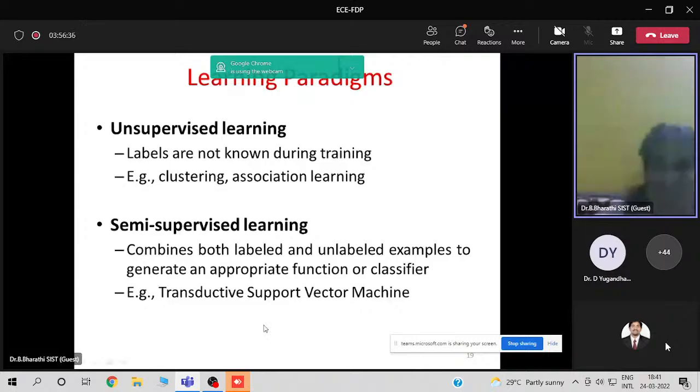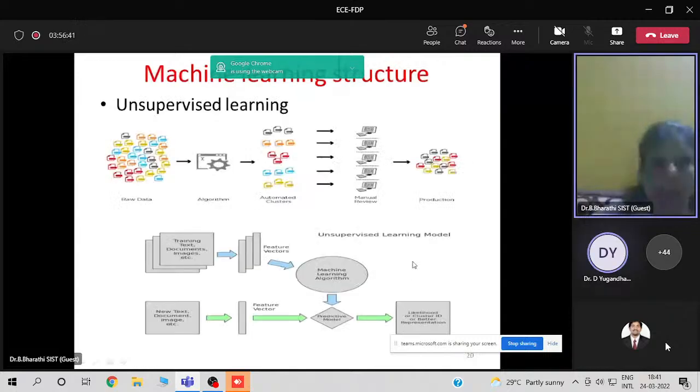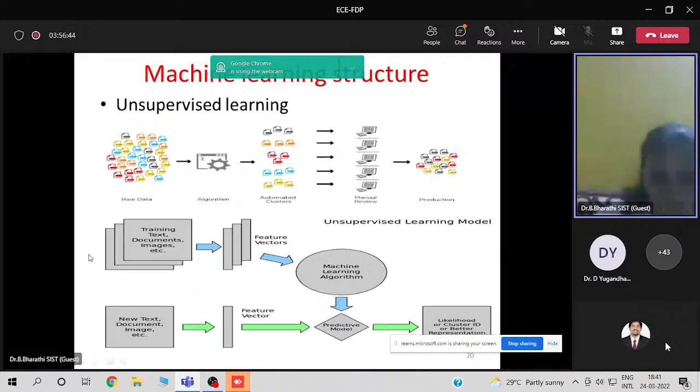So the algorithm which helps is a transductive support vector machine. In an unsupervised learning algorithm, you have a lot of training data. The system tries to identify the features by itself. It does feature selection and feature identification. It identifies some similarities in the set of data that is given. It identifies patterns, and based on the patterns, it classifies or groups the data into certain clusters. This is how an unsupervised learning algorithm works.